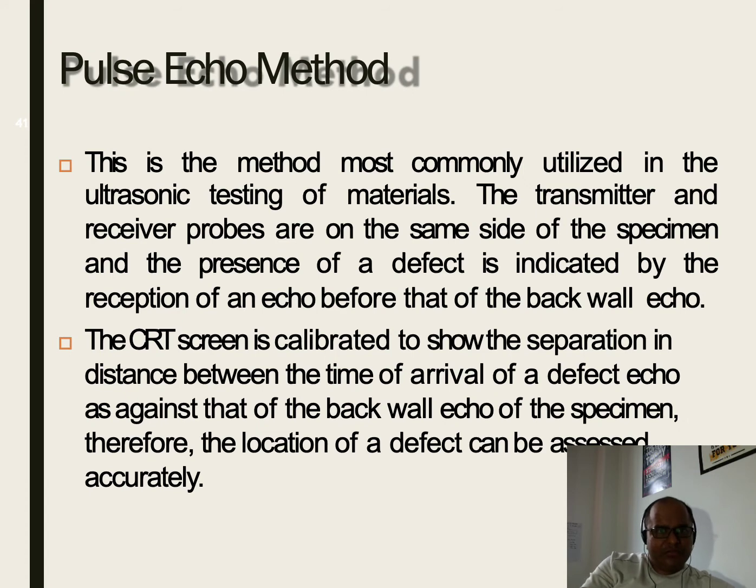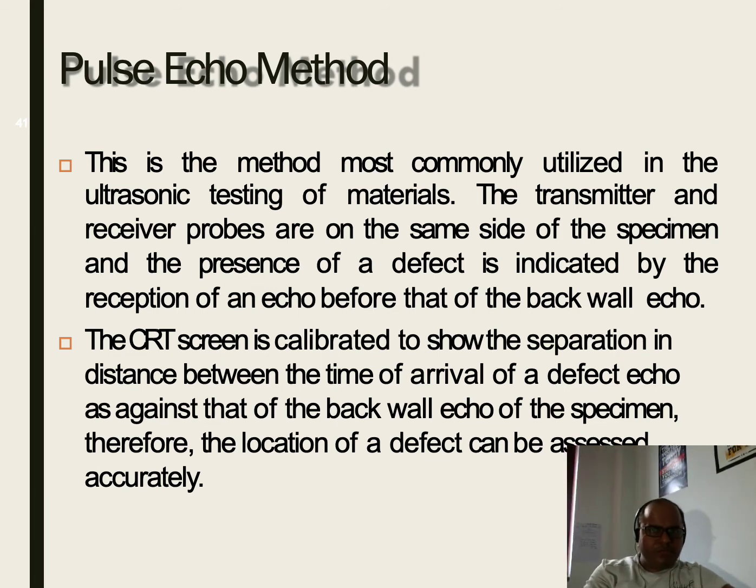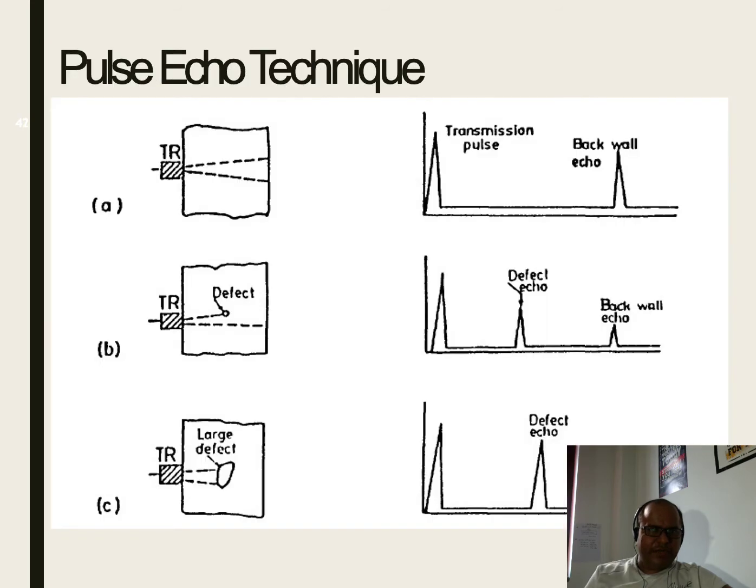Pulse echo method is the method most commonly utilized in the ultrasonic testing of materials. The transmitter and receiver probes are on the same side of the specimen, and the presence of a defect is indicated by the reception of an echo before that of the back wall echo. The CRT screen is calibrated to show the separation distance between the time of arrival of a defect echo as against the back wall echo of a specimen. Therefore, the location of a defect can be assessed accurately.